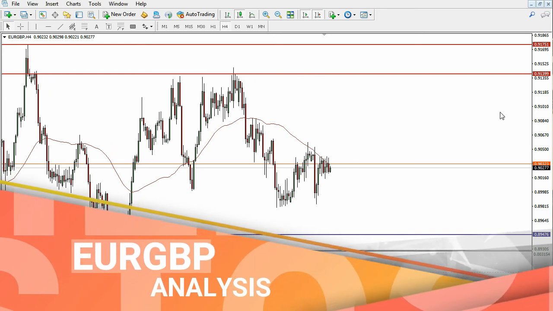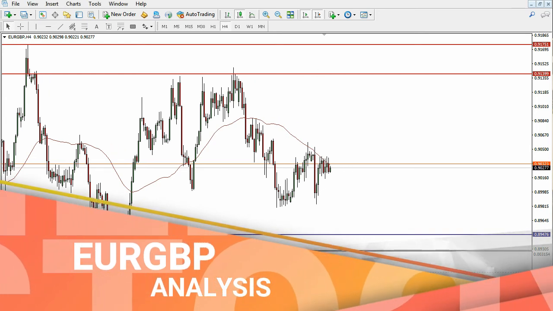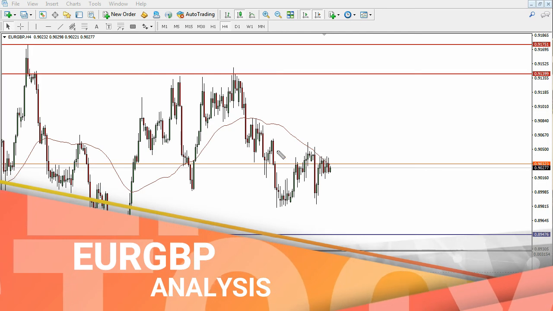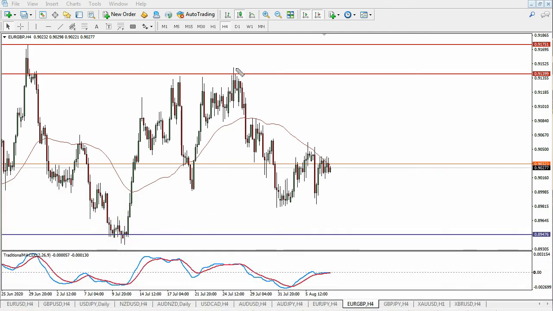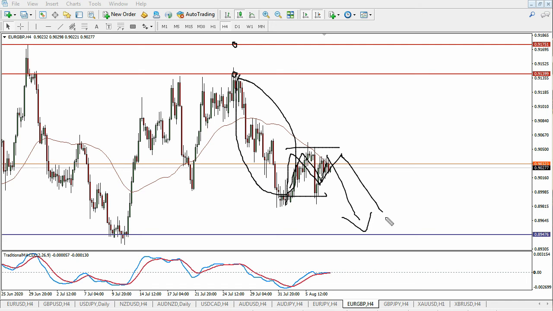So this is the euro pound. As I mentioned in my previous videos, we might see some downward move over these areas, and in the week before last week we saw a good decent downward move. I also mentioned in my last week's video that we might see some corrective structure over here before going downwards, and the price is in a corrective zone. So I am still looking for some downward move.